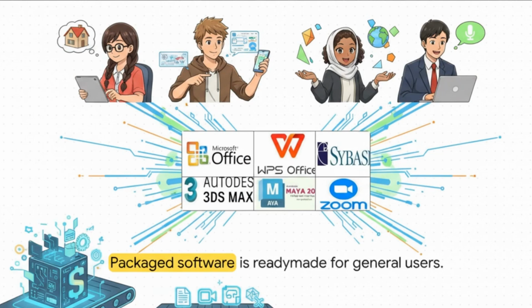And within this application world, you've generally got two distinct flavors. First is package software. Think MS Office, Maya, Zoom. These are off-the-shelf, ready-made solutions built by massive companies for general audiences to do general tasks. The second flavor is customized or tailored software. This is highly specific, bespoke stuff built for one single organization, like a custom billing system for a local business or specialized management records for a hospital or school.